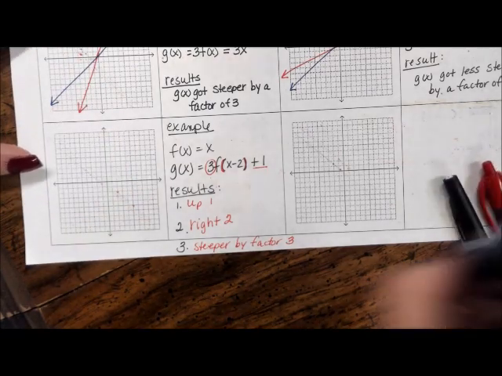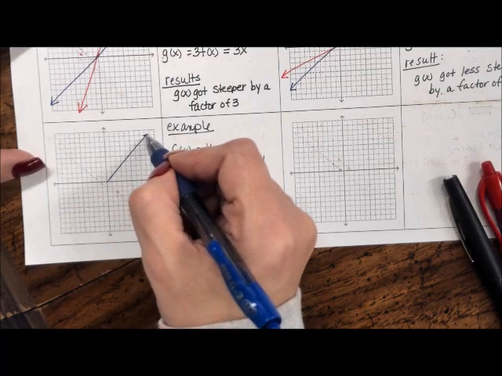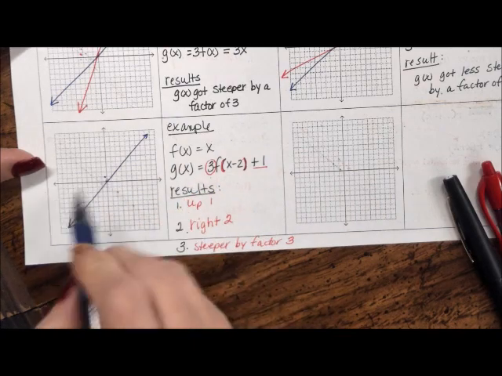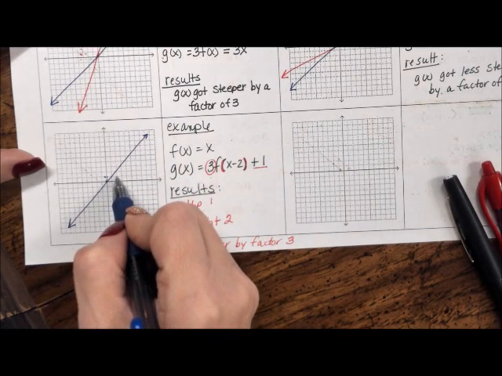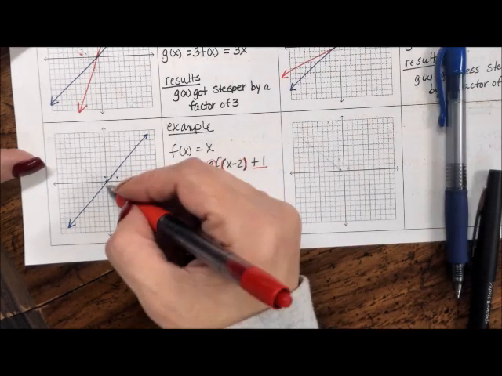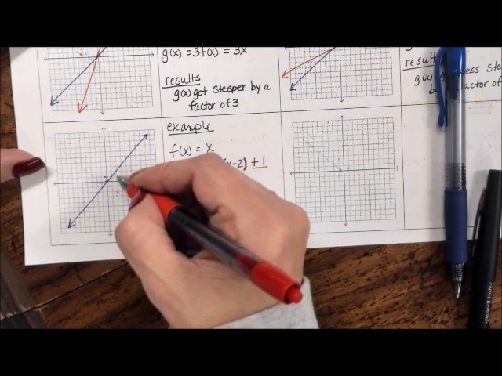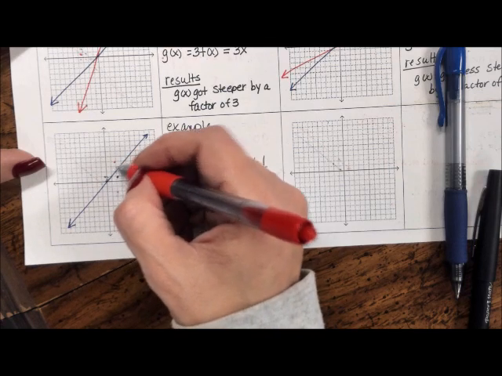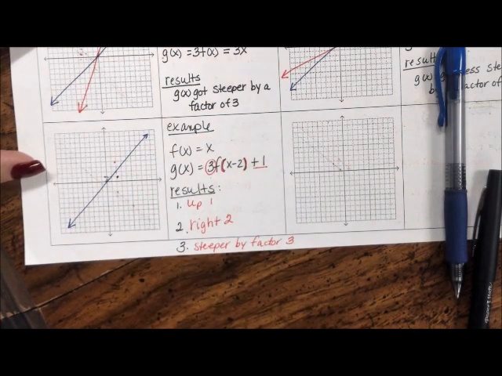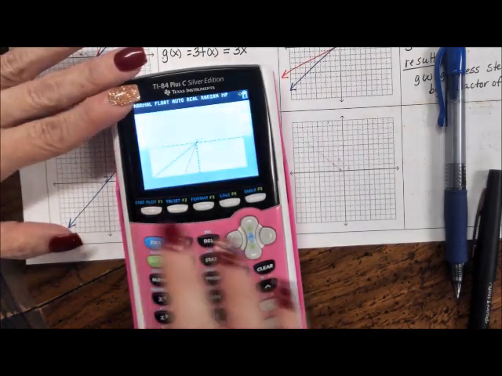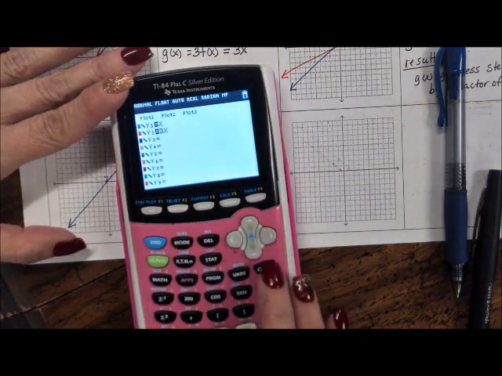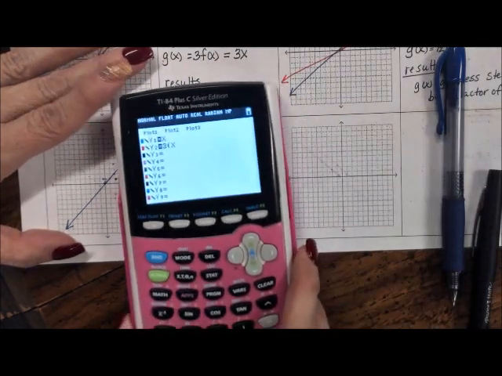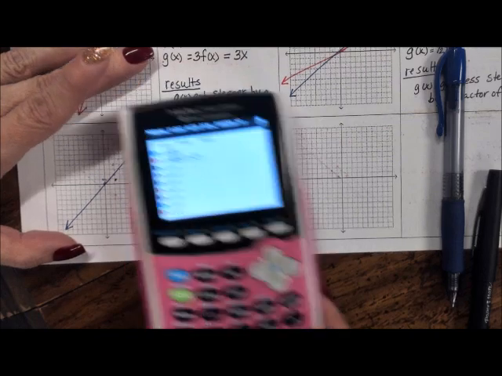If I were to graph it, it would look something like this. It would be up 1, to the right 2, and I should do that one red. Up 1, to the right 2, and steeper by 3. So I think it's going to be about right there. Up 1, right 2. I'm going to graph that one. I don't want to mess that up. So here's what I'm going to do. I'm going to go down here. I'm going to say 3 parenthesis x minus 2. And then we're going to go up 1.